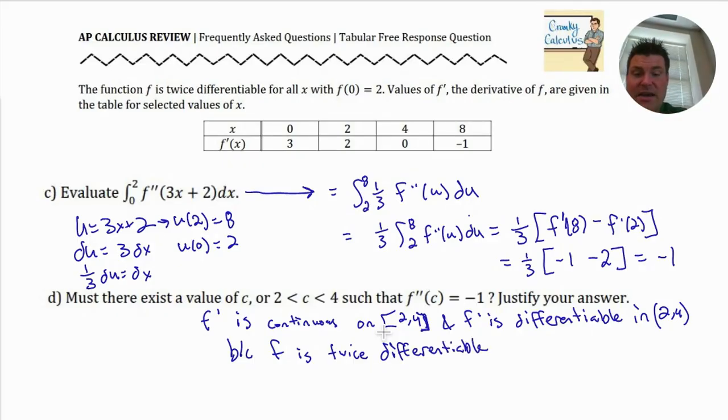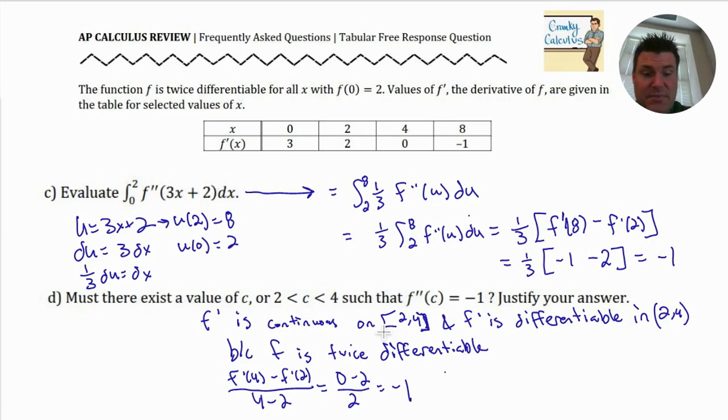So because of that, I can now find the average rate of change and see if that matches our f double prime. So if I find our average rate of change, I'm going to get f prime of 4 minus f prime of 2 all over 4 minus 2. And I have those values of 0 minus 2 over 2, which is -1. So therefore, yes, this does happen by MVT.